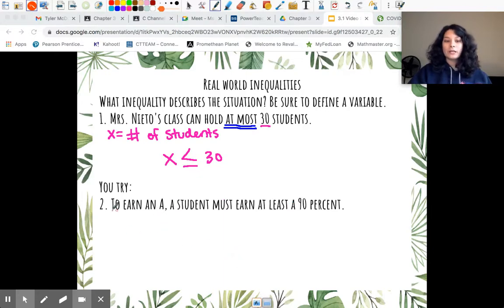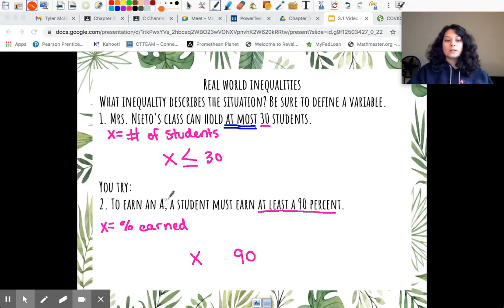Okay, hopefully you've given that a go. It says that for number 2, to earn an A, a student must earn at least a 90%. Okay, at least a 90%. So think about the thing that can vary here. Well, the thing that can vary is the percent that you earn. So that's going to be how you define your variable. So X is the percent earned. Okay, so I know I'm going to have my variable. I know I'm going to have 90 on the other side. And again, you can write it the other way. You can put the 90 first and the X after. You just want to make sure that you're facing that inequality symbol appropriately.